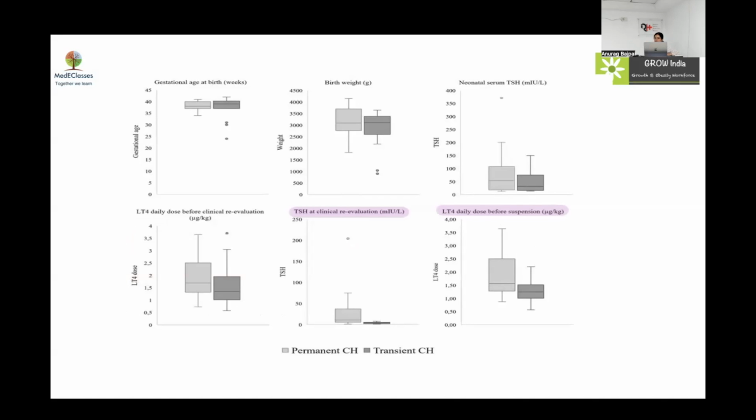LT4 daily dose, neonatal TSH, everything is there. Obviously, TSH after clinical evaluation, you have classified them as such. So the best marker, if you want to know, is the TSH after stopping. And maybe if you had given 6 to 8 weeks, it would be even better.